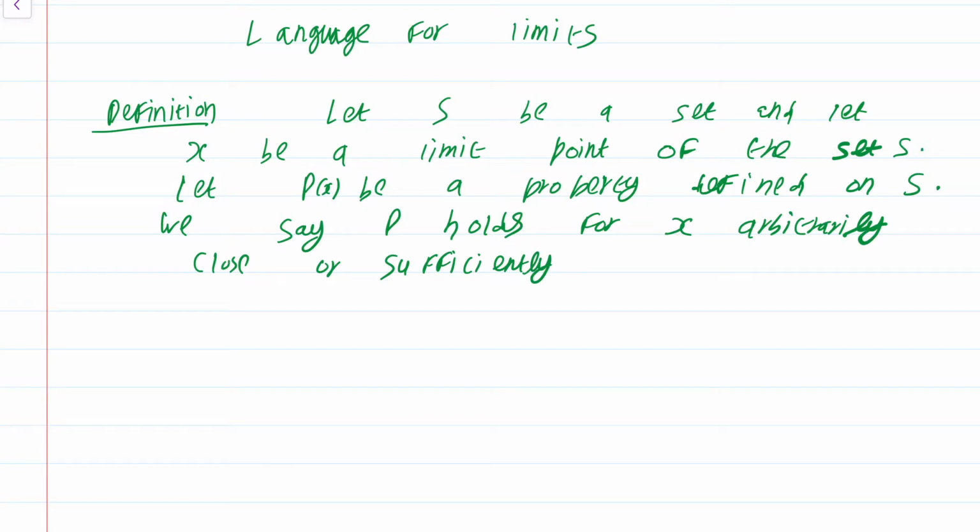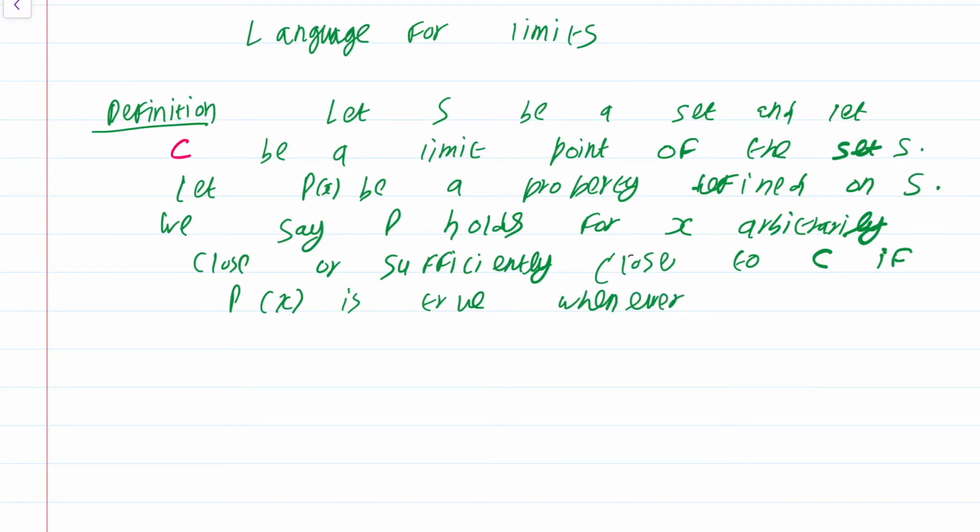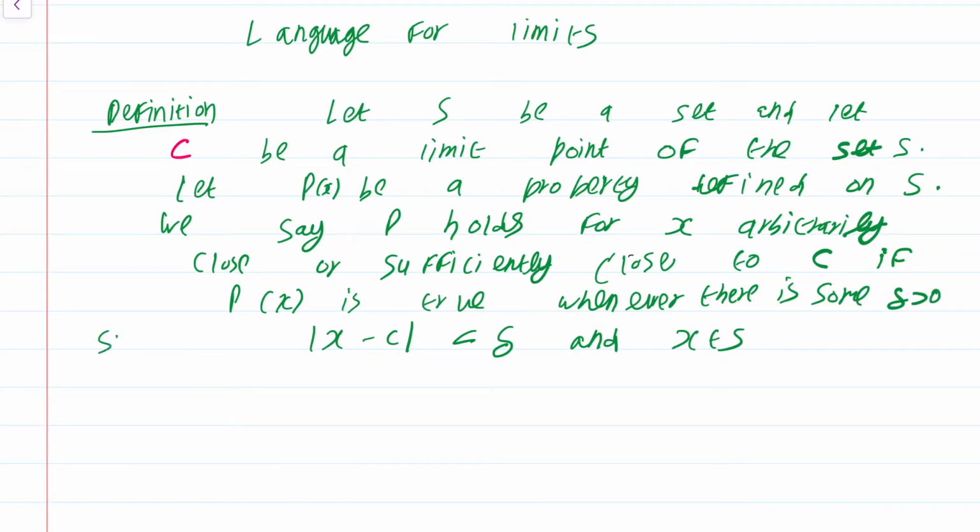so it is best to call this limit point something else so that there is no confusion. Let's say C is a limit point. P holds for X close or sufficiently close to C if P of X is true whenever there is some delta greater than 0 such that 0 less than mod X minus C less than delta and X is in S.